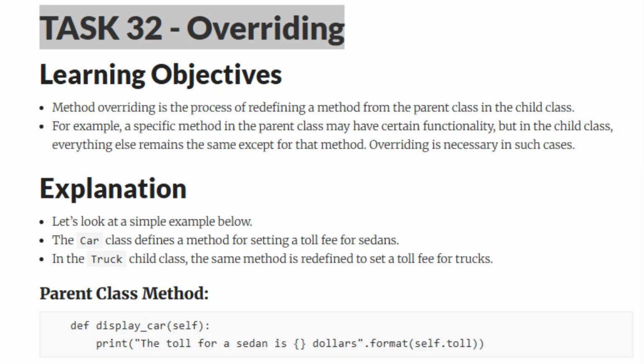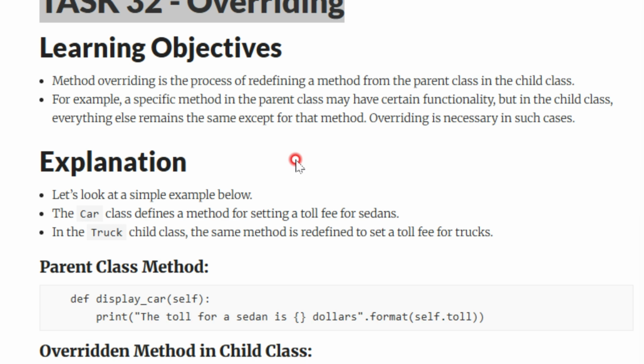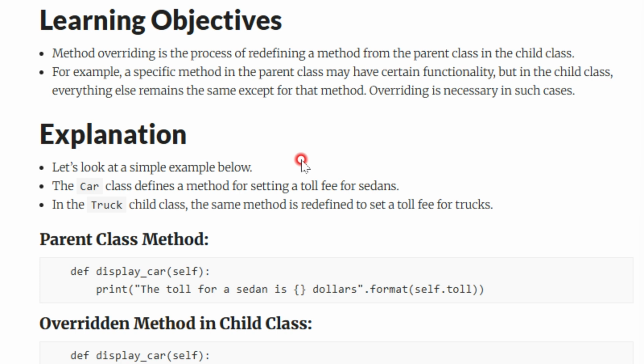Hello, today we are going to learn about method overriding in Python. Method overriding is a concept used in object-oriented programming when a method in a child class redefines or changes the behavior of a method inherited from its parent class. This is useful when we want to modify a specific function while keeping everything else from the parent class unchanged.